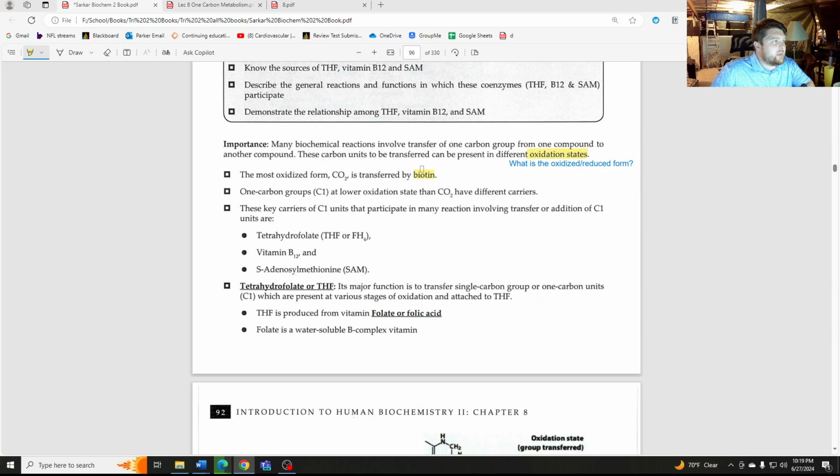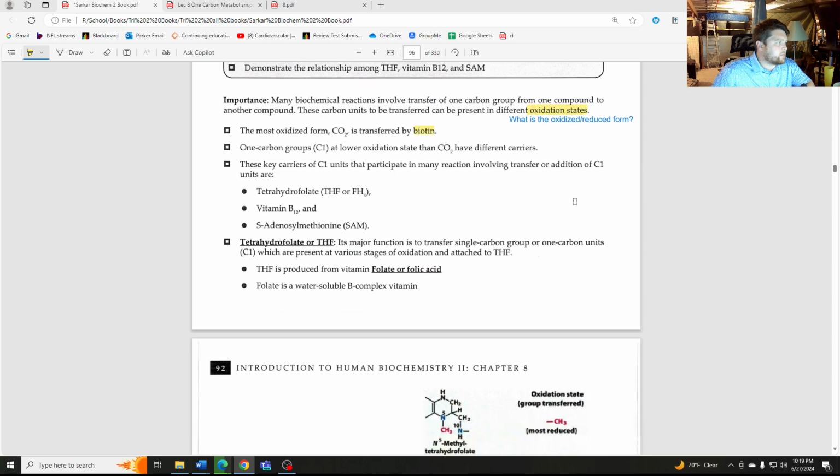Carriers meaning those coenzymes. So the key carriers of one carbon units that participate in a lot of these different reactions, which involve transfer or addition of the one carbon units, are these three: the tetrahydrofolate, the vitamin B12, and the SAM.